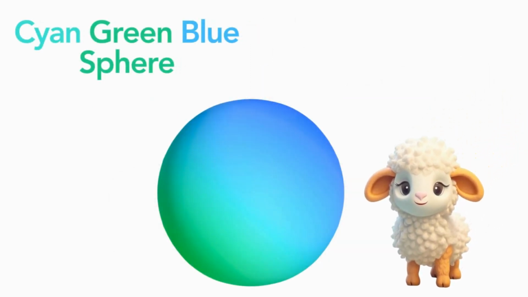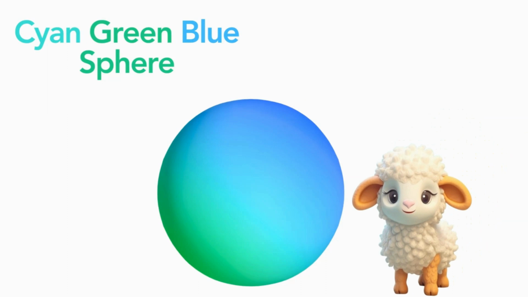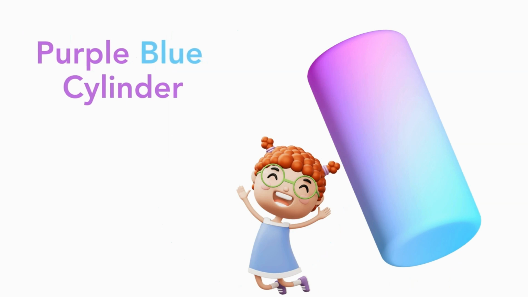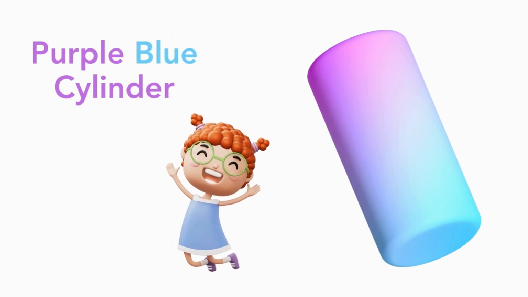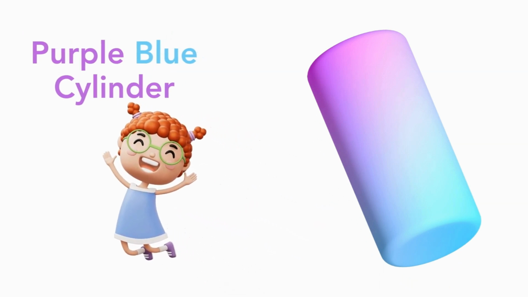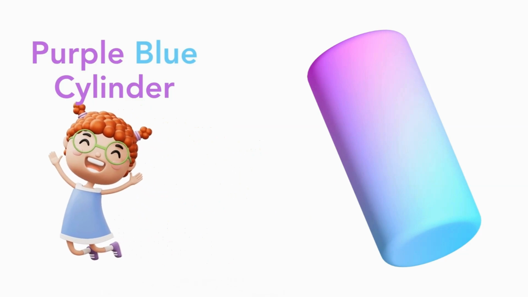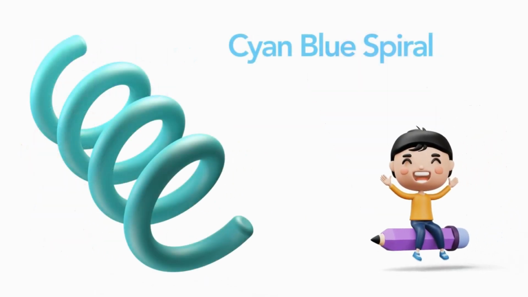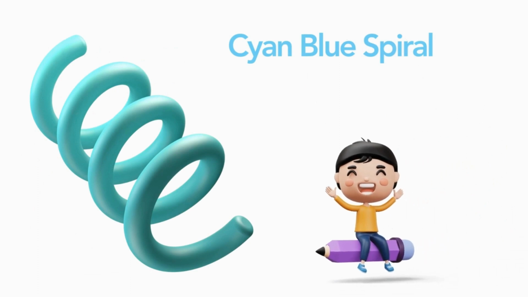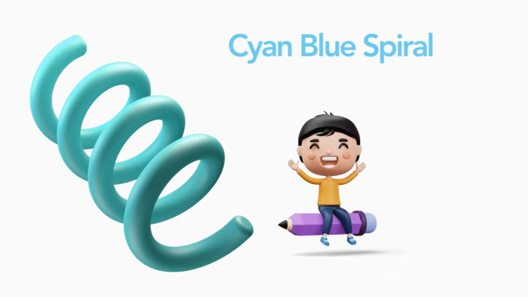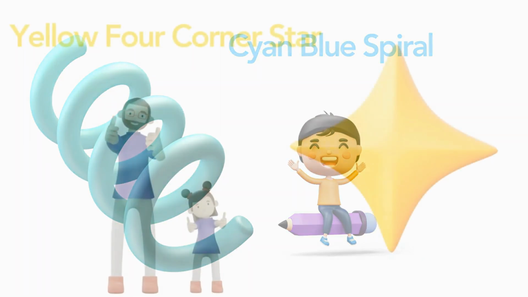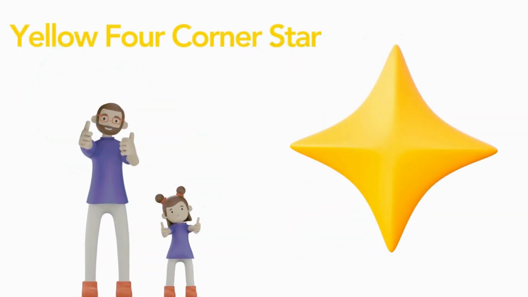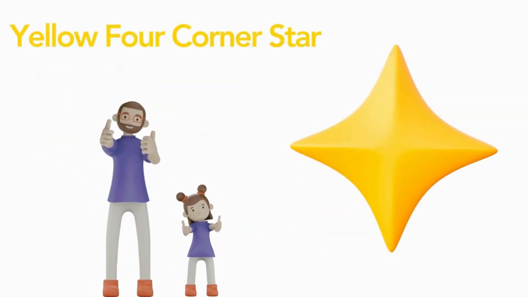Sphere, that's a cyan green blue sphere. Cylinder, this one is a purple blue cylinder. Spiral, this is a cyan blue spiral. Star, that is a yellow four-corner star.